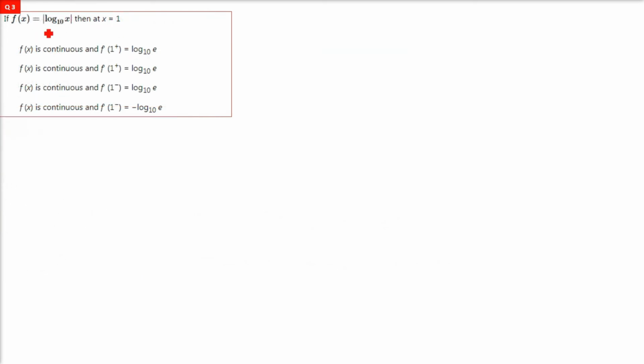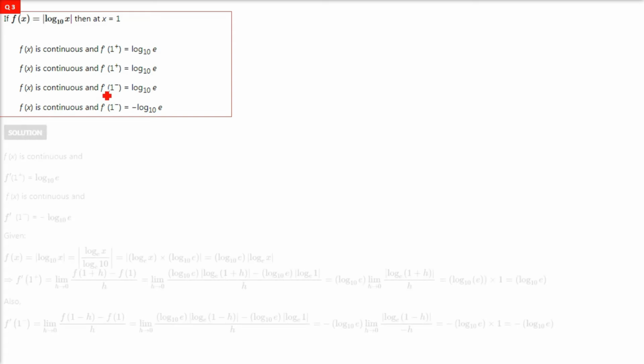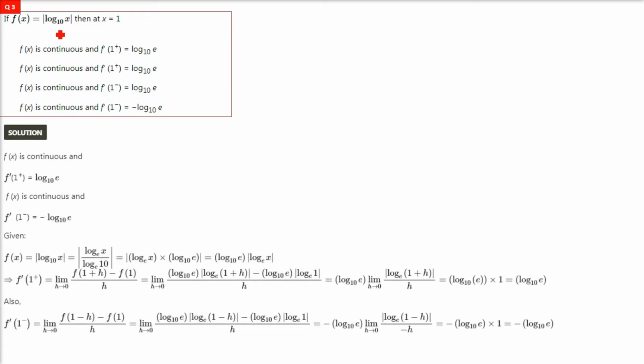Now f x is equal to modulus of log base 10 x, then at x equals 1. So we'll check this at x equals 1. We'll try to resolve it first, because you need to know about logs, how they behave, and then only you will be able to solve this type of question. So we'll resolve it. This f x is given as log base 10 x. So you can write it like this.